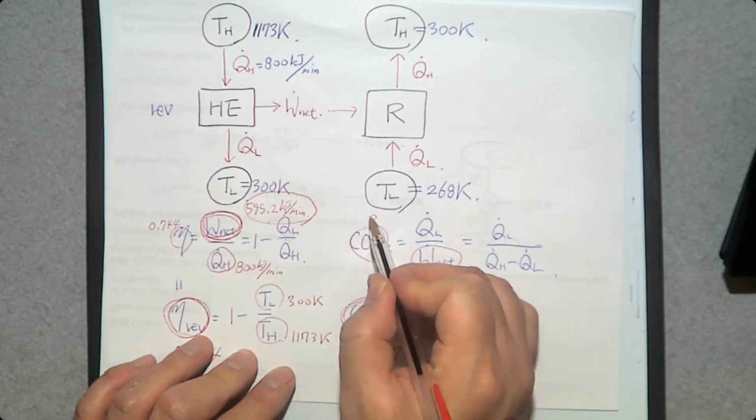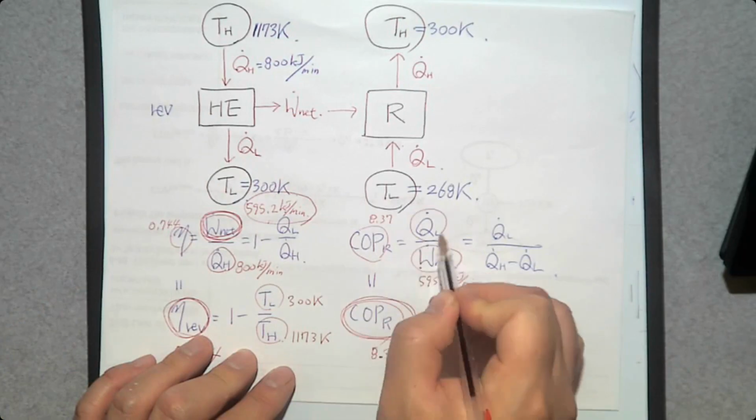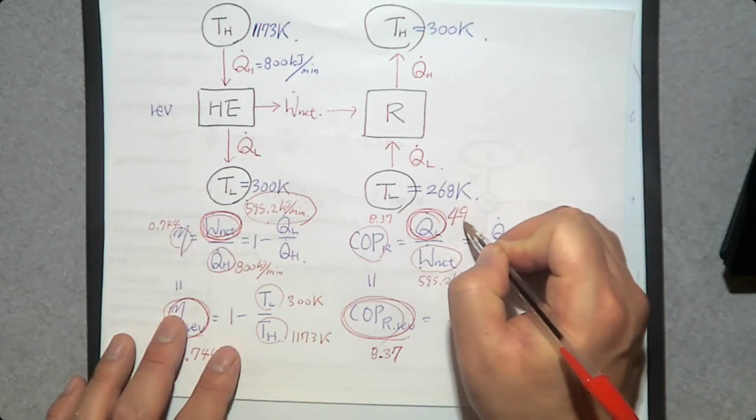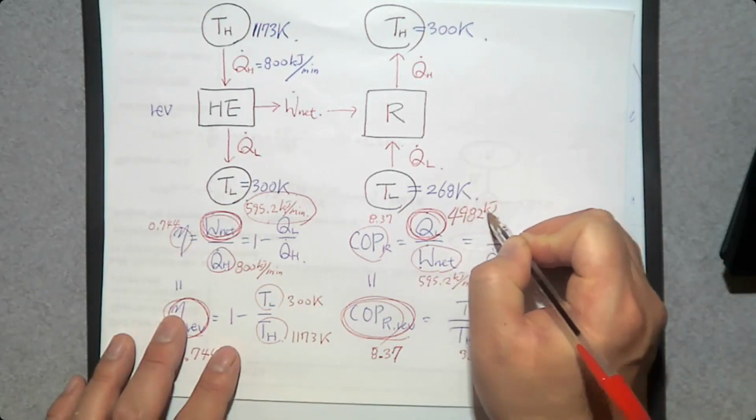If it is 8.37, can you determine Q dot L? Yes, we can. 8.37 times 595. So we get 4,982 kilojoule per minute.